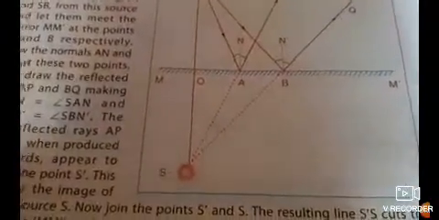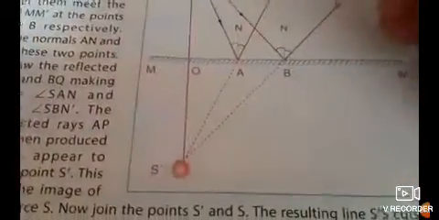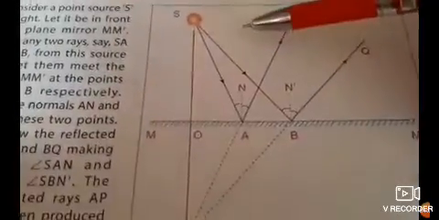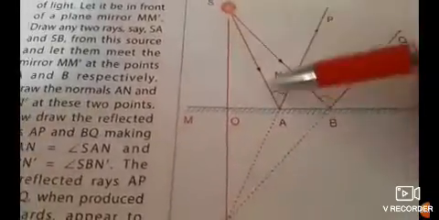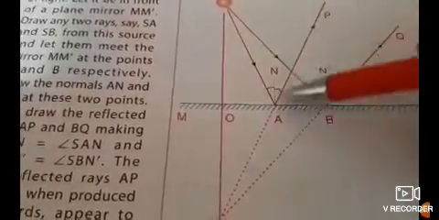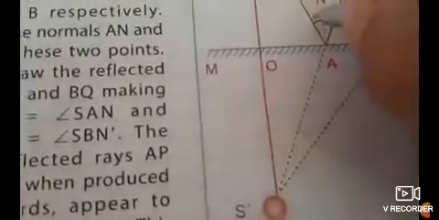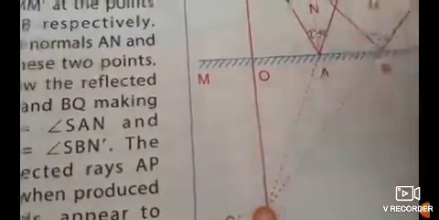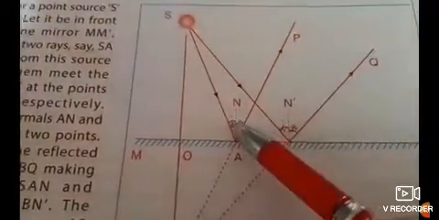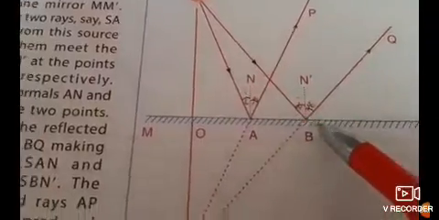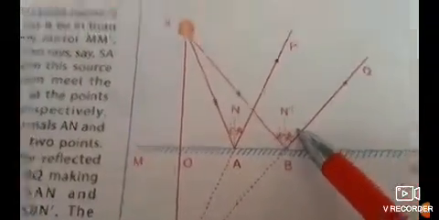Okay, all right. Now when you are going to measure this, what does the law say? That the angle of incidence is equal to the angle of reflection. So angle SAN and angle PAN, this is the angle of incidence and this is the angle of reflection. Same thing here, this is the angle of incidence and this is the angle of reflection. So this angle of incidence is equal to the angle of reflection, and this angle of incidence is equal to the angle of reflection. This is what the law talks about.